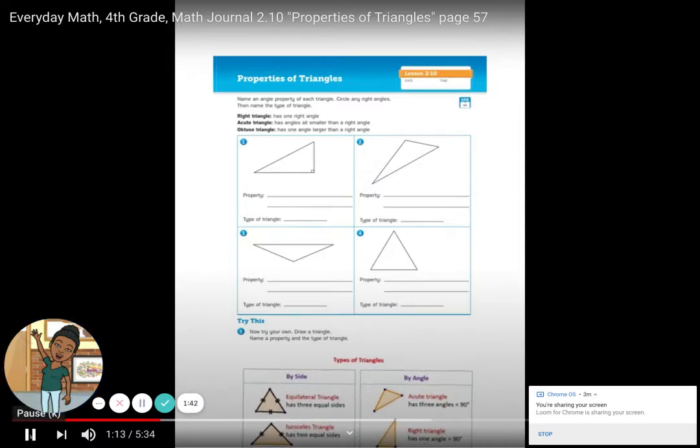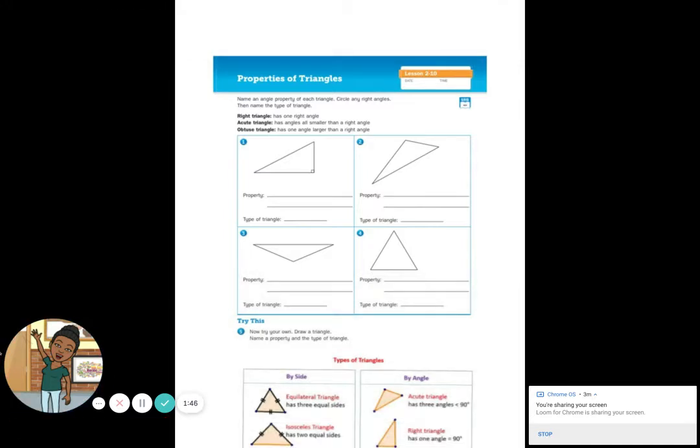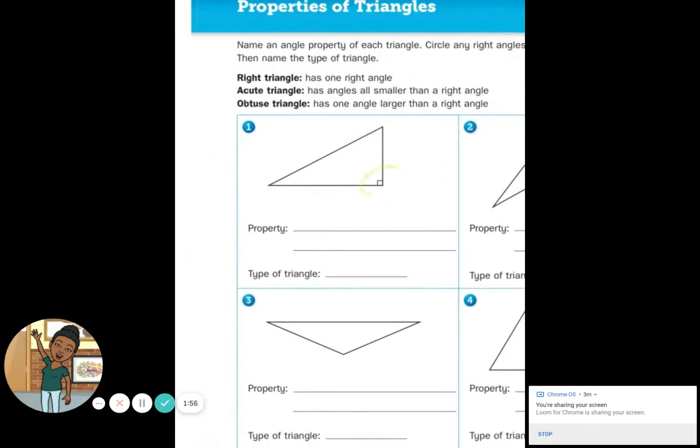Okay, so let's take a look at these 4 pictures. It says name an angle property of each triangle, circle any right angles, and then name the type of triangle. So if I look at number 1, I can see right away there is a right angle. So this must be a right triangle with the right angle. Okay, and what's the property? Well, it has a right angle. Pretty straightforward.